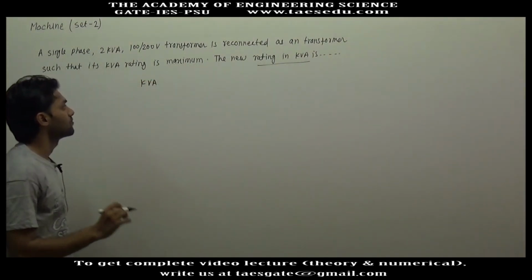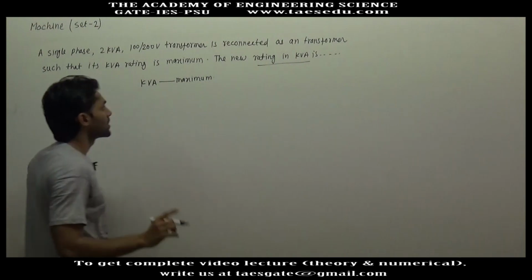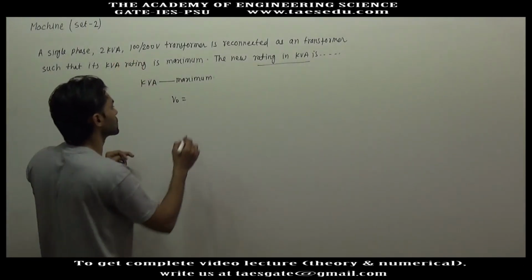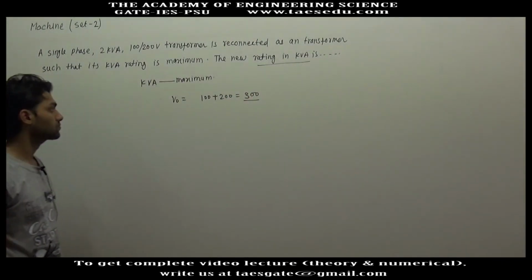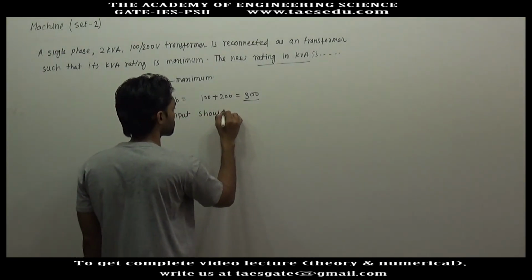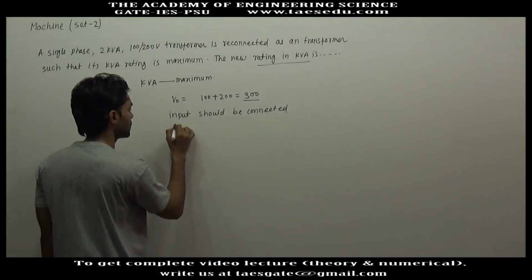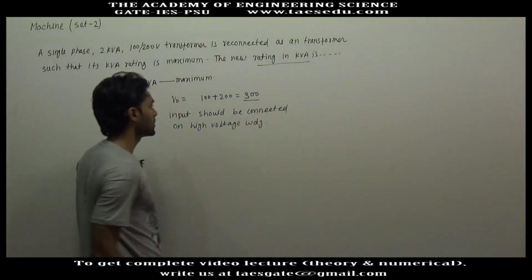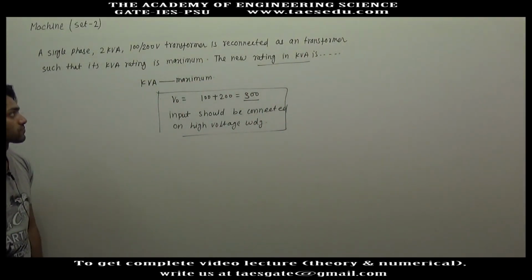In that solution, we observed that kVA will be maximum when connection is done in such a way that output voltage is summation of these two voltages. Output voltage has to be 300 volt and input should be connected on high voltage winding. This we observed while solving the similar type of question that was asked in set 1.